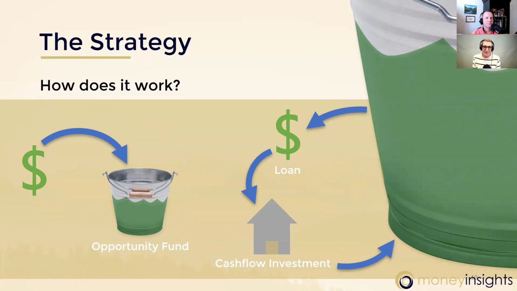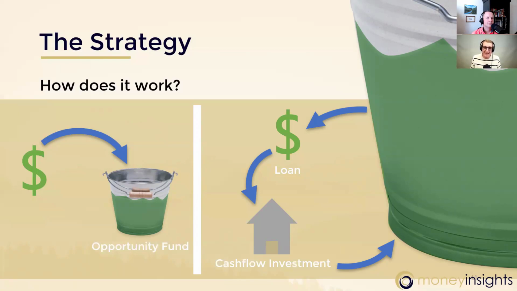Now, here's the very unique part. This line's going to come down here. And what this really represents is that these are two very separate buckets of money. So what happens is, as that money's flowing out of the loan into the cash flowing investment and back into the bigger bucket, your entire bucket of money in the opportunity fund continues to earn that compounding interest, that guaranteed interest plus the dividends, because we never removed the funds.